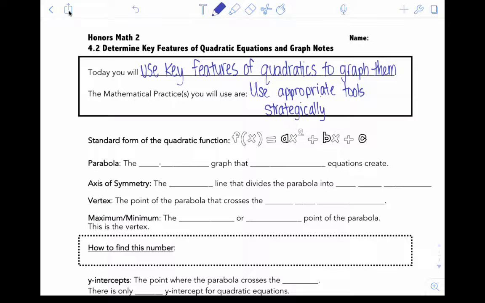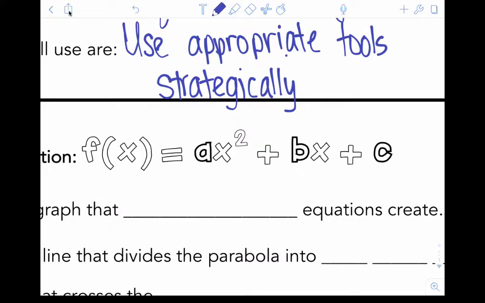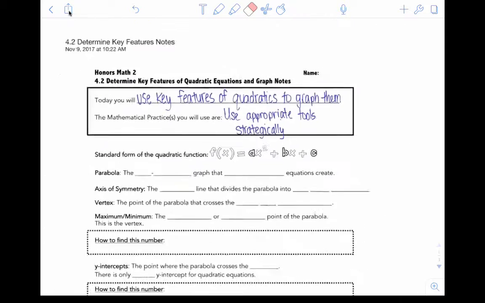So for this section 4.2, the first thing that we need to make sure we have down is that this right here is the standard form for the quadratic equation. This is written as a function because it has this f of x, but that could either say f of x equals ax squared plus bx plus c, or y equals ax squared plus bx plus c. A, b, and c are bolded because those are the spots where we would put numbers in, and those are the numbers that we will use to find these key features.